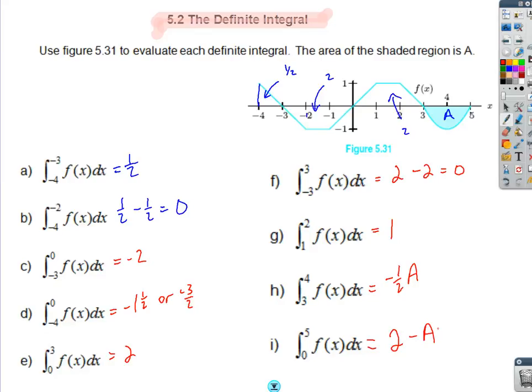The one I do want to point out here is again on H. I'm assuming a symmetry on it. Okay, so that's why it's a -1/2 A. Again, remember the area is A, but the integral value is -1/2 A.